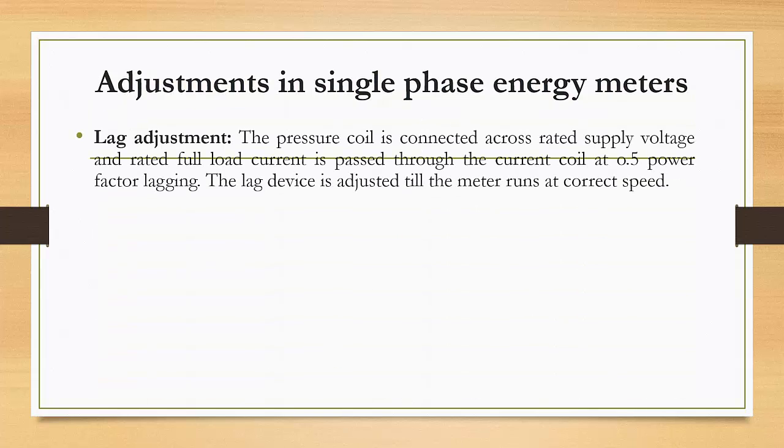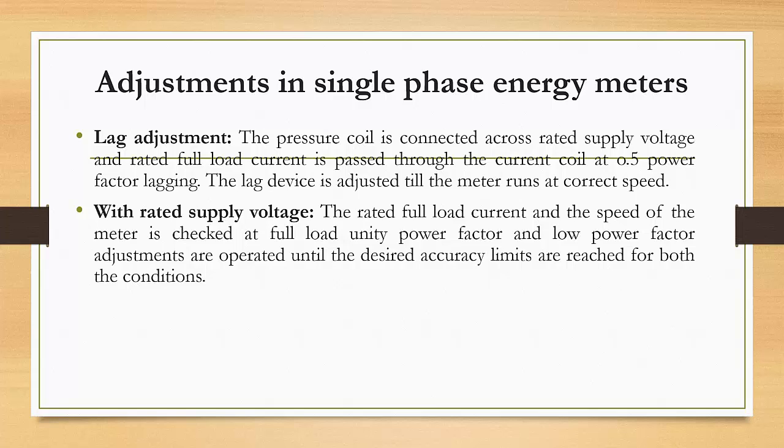The next calibration is lag adjustment. In order to achieve this, the pressure coil is connected across the rated power supply and the current coil is connected to the current at 0.5 power factor lagging. In the previous adjustment, we connected for unity power factor, but in this case, the pressure coil is connected across the supply voltage and the current coil is connected to the current at 0.5 power factor lagging. And then the device is adjusted so that the disc rotates at correct speed with rated supply voltage.